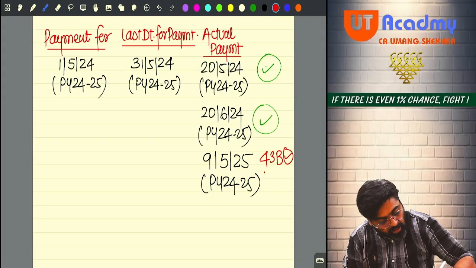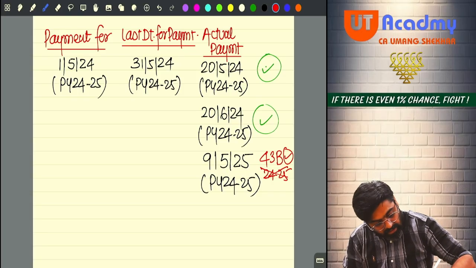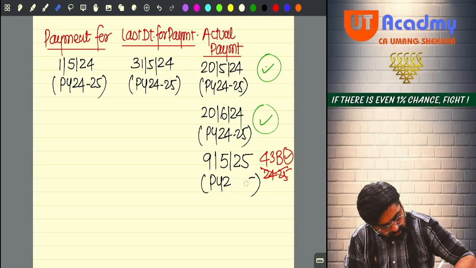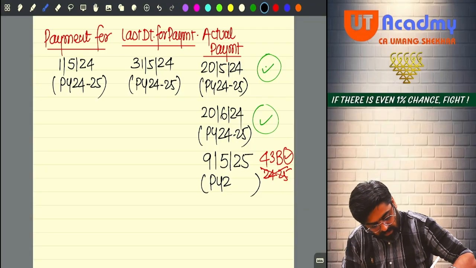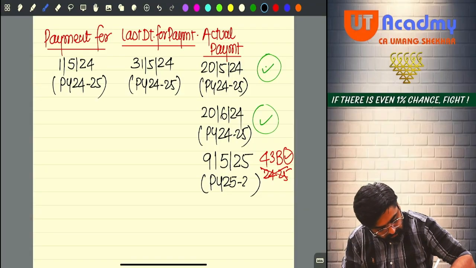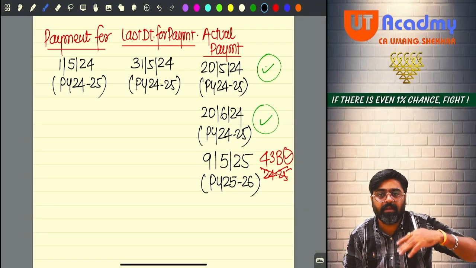Meaning this cannot be claimed in 24-25. Rather, in the year in which it is paid. This is not 24-25, this is 25-26. My mistake, I have written wrong. This is 25-26. 9th May 25 means 25-26.